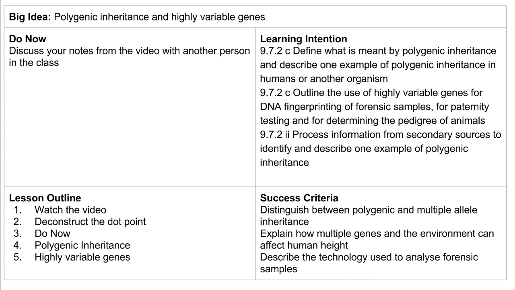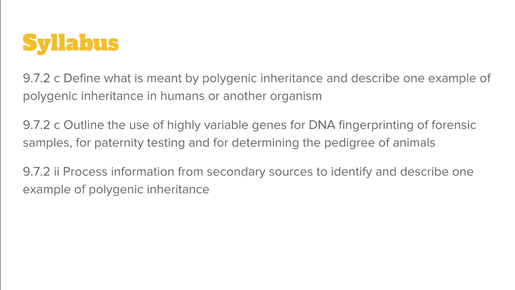In this video, we're going to be looking at polygenic inheritance and highly variable genes. When we look at polygenic inheritance, we're going to try and understand what it means and describe an example, and we're going to describe this example further in class. And then we're going to look at highly variable genes in DNA and how we might use these for forensics, for paternity testing, and for determining the pedigree of animals.